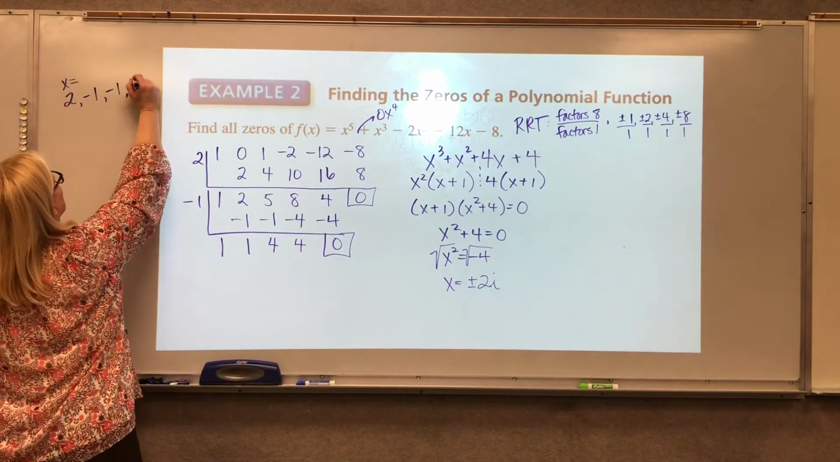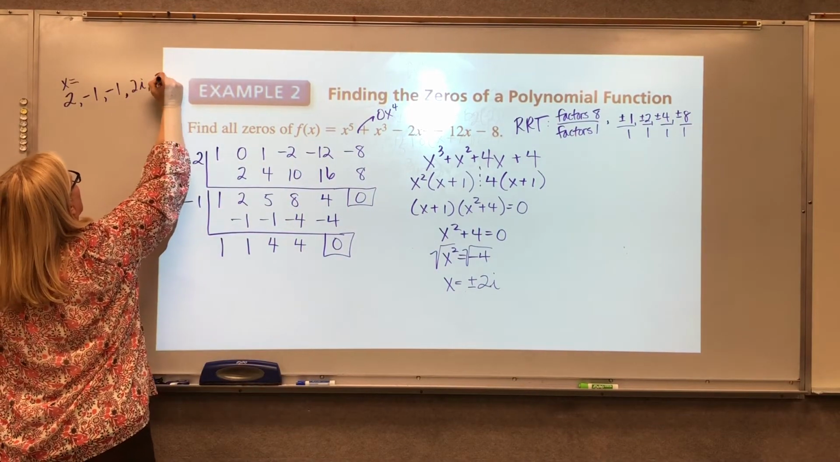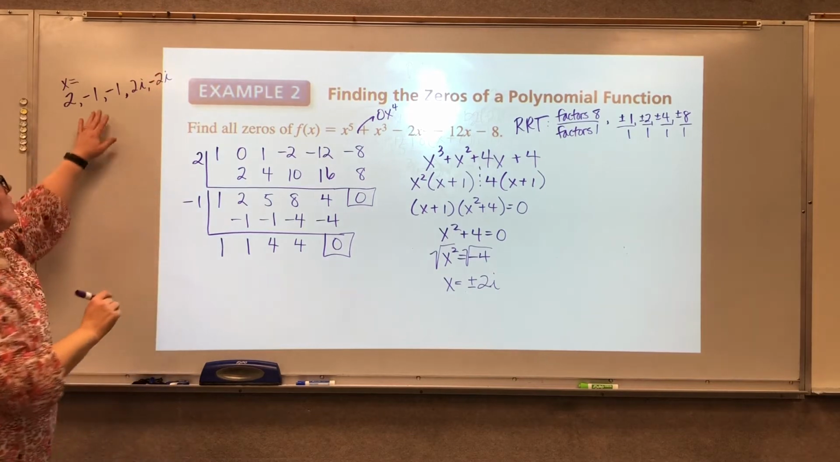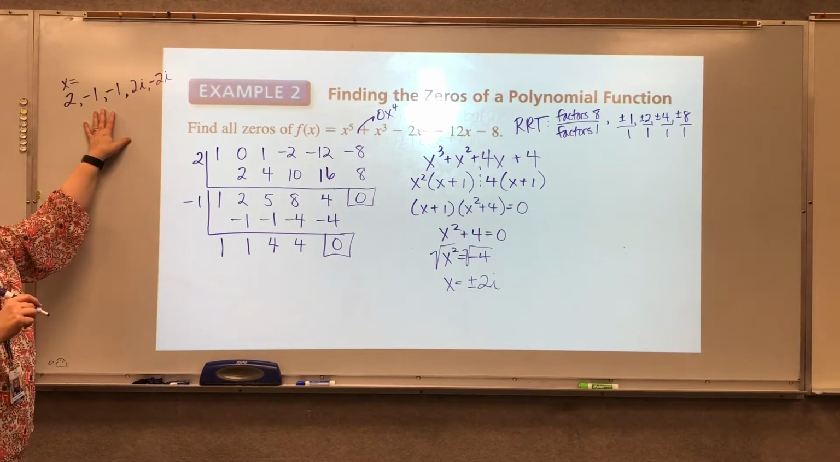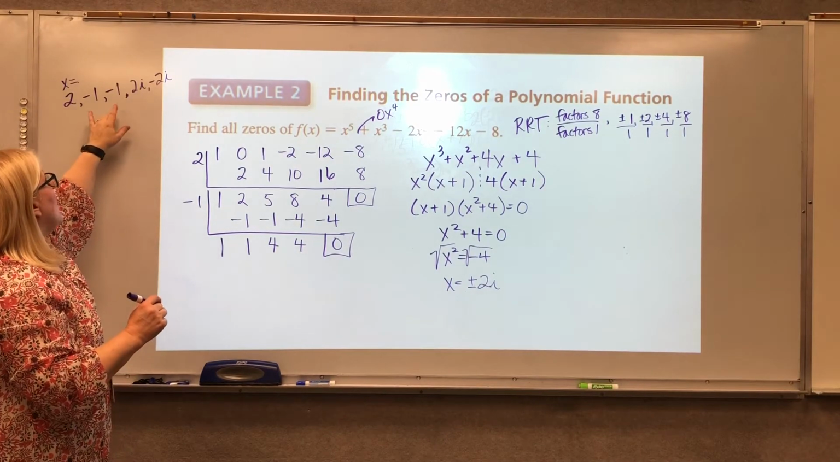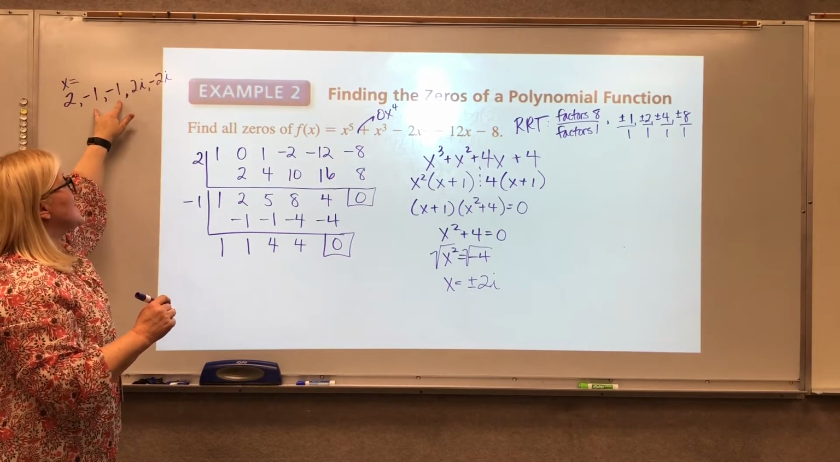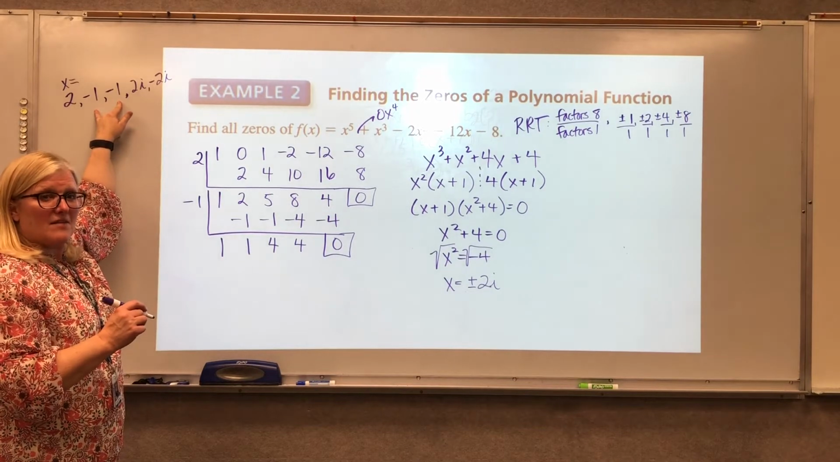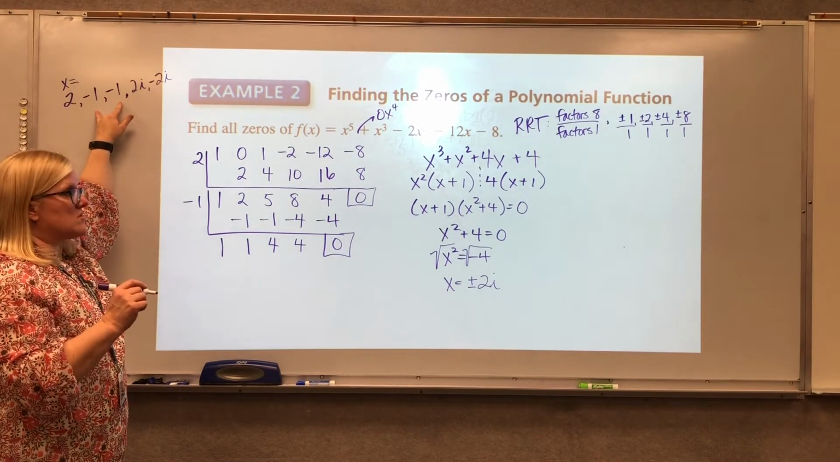Okay, so I have 2i and negative 2i, and those are my five roots to the problem, my 5 solutions. Hopefully you also recognize that negative 1 is repeated. So that means it's going to bounce on the graph.